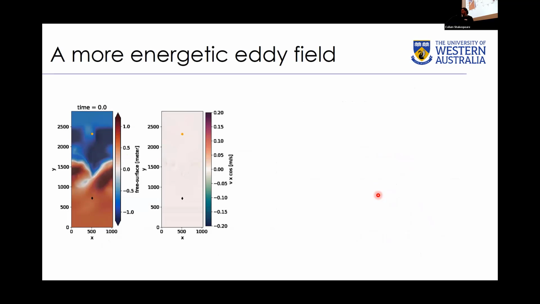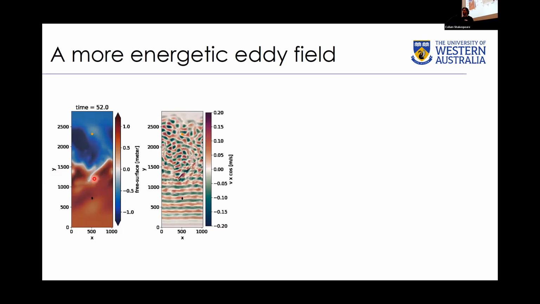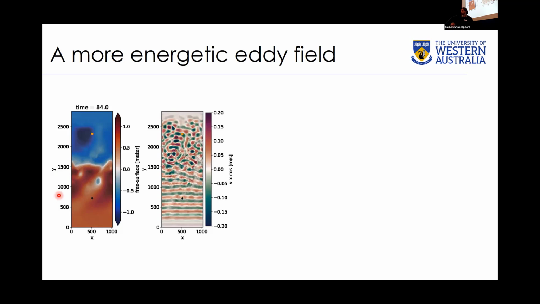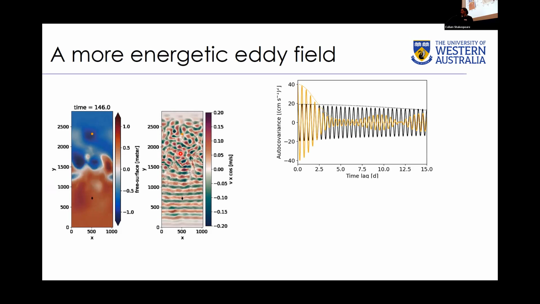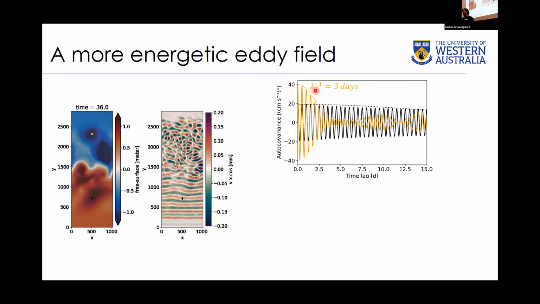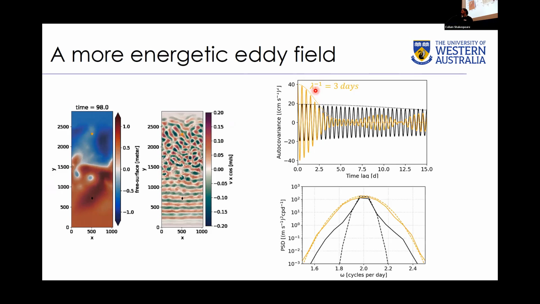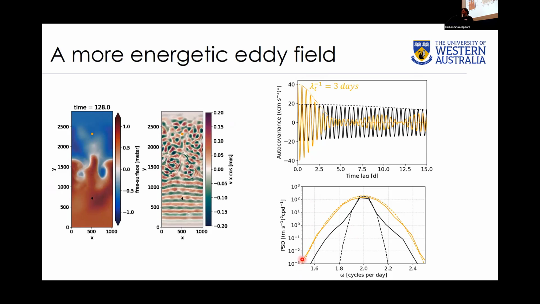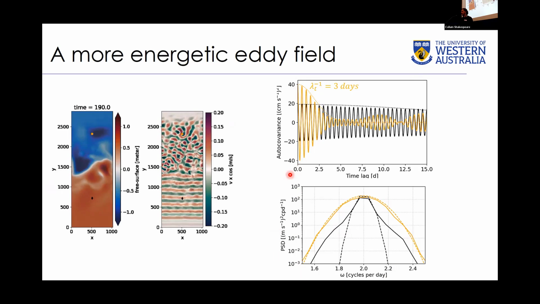So in that Pons and Klein paper, they look at different levels of energy, and this is their most energetic case where you have a very turbulent field here. And then this is the internal tide response. Looking at the autocovariance function at that orange point, you can now see that time scale is much shorter again. So it was 8 days, it's now 3 days. And then the spectral width is now wider again.